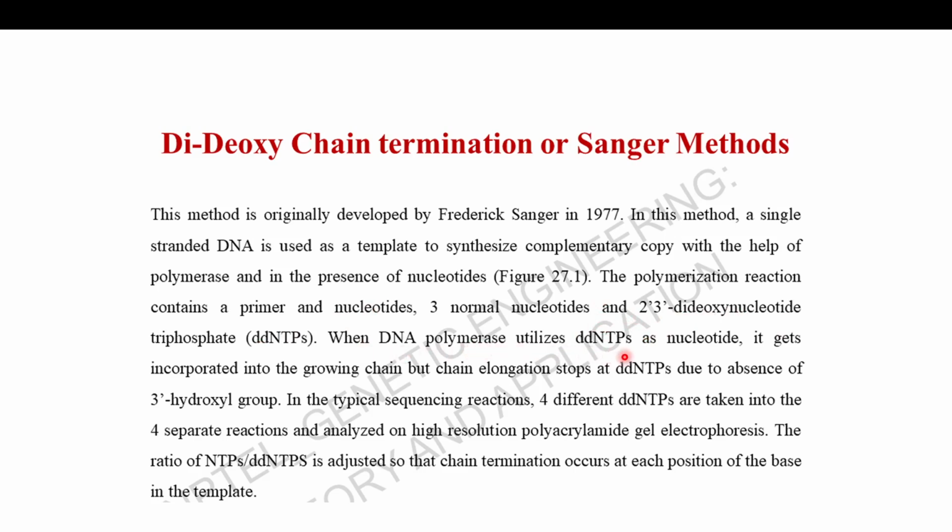Now, when DNA polymerase utilizes ddNTPs as nucleotide, it gets incorporated into the growing chain, but chain elongation stops at ddNTPs due to the absence of the 3' hydroxyl group. And if 4 different ddNTPs are taken into 4 separate reactions, then after the reaction is finished, the content of each is run on agarose or polyacrylamide gels, and then we look at the length of the DNA fragments formed.